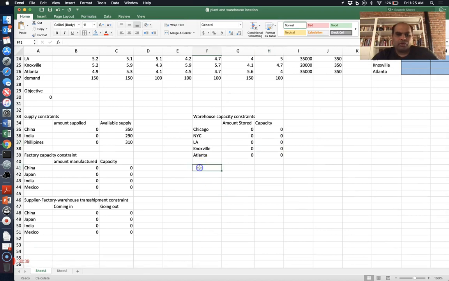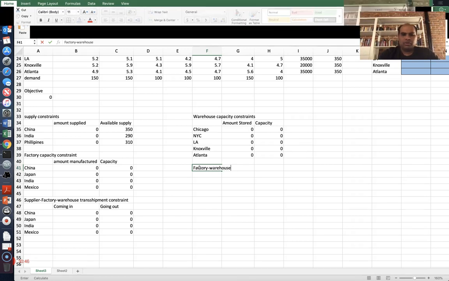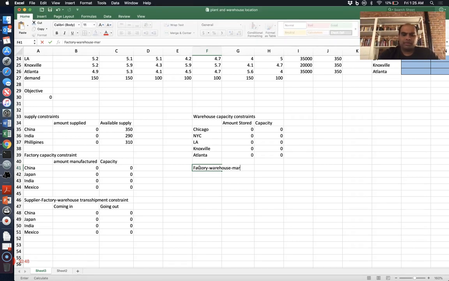So I'm going to call it factory, warehouse, market or demand. Let's call it demand. Market transshipment constraint.